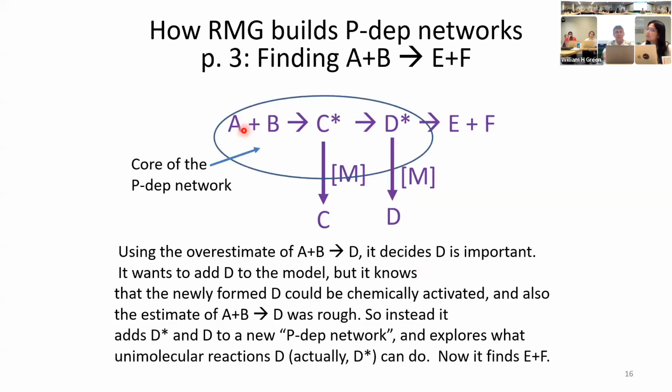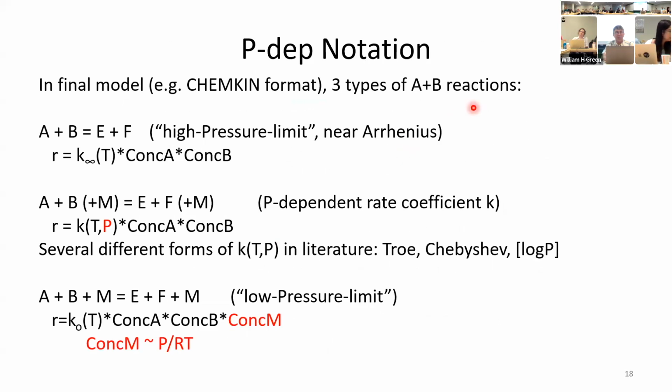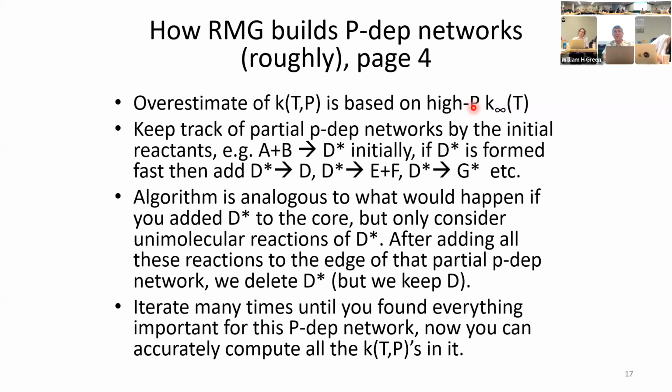And so you get the overestimate, and from that, you solve this little mini problem, ignoring the fact that E plus F might exist. And that gives you an overestimate of how much D star you'd have because it's not being depleted by being lost to E plus F. And if then the D star is forming E plus F, then you know you better put it in. That's the general idea. Well, anyway, if you really want to do this, you have to read the papers.